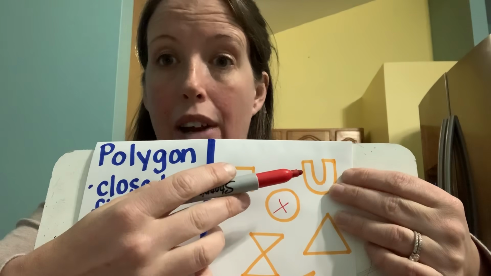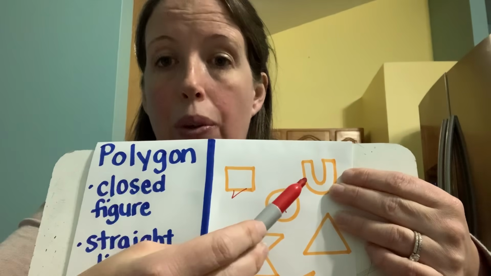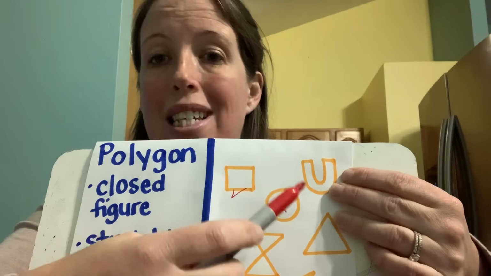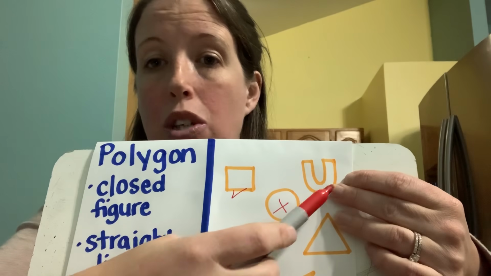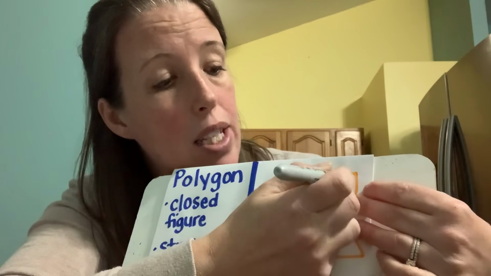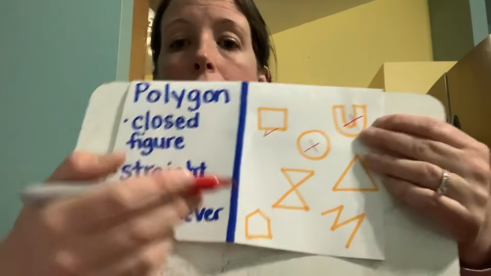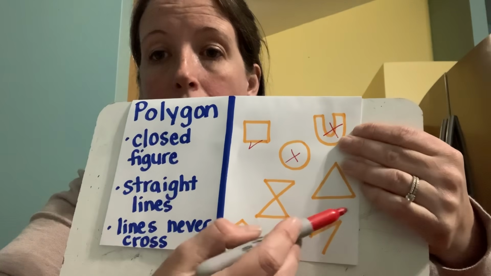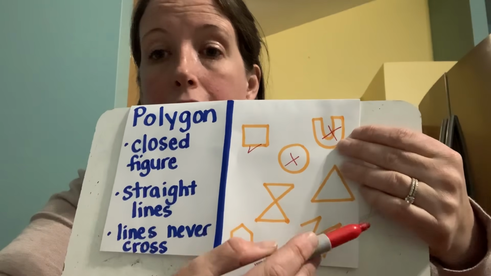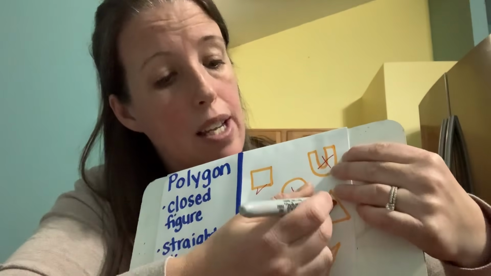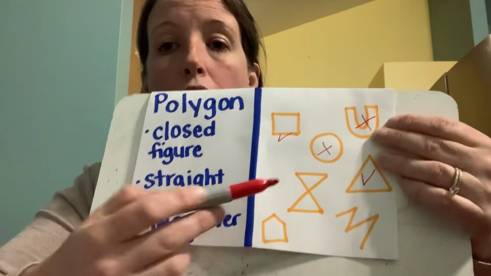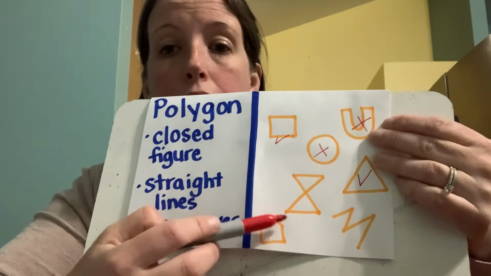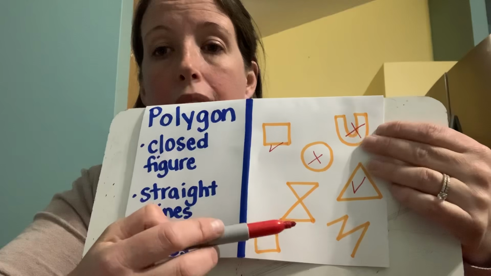Next, we have this letter U. It is a closed figure, but it doesn't have straight lines because it has this curve right here, so we cannot call this a polygon. Next, I have this triangle. It's a closed figure. It has all straight lines, and my lines never cross. Polygon.